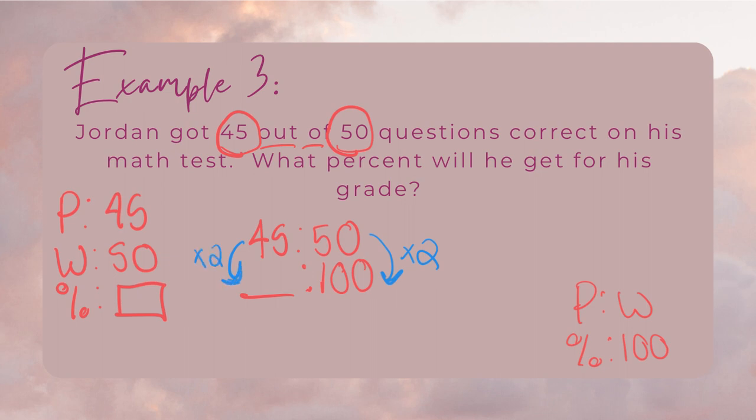We need to do 45 times 2 to get our answer. You might need your multiplication chart for that. You might need to do it out on a piece of paper. I know this one is 45 times 2 equals 90. So when the question says, what percent will he get for his grade? He's going to get a 90% on his test. So for all these problems, what we did was we set up ratios and we found equivalent ratios, ways to make them equivalent to find either the part, the whole, or the percent.